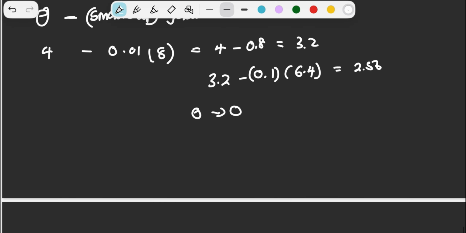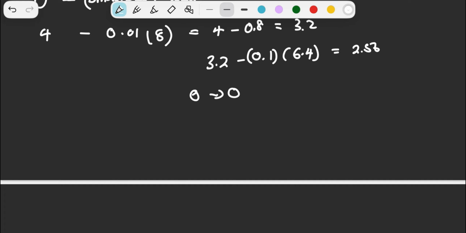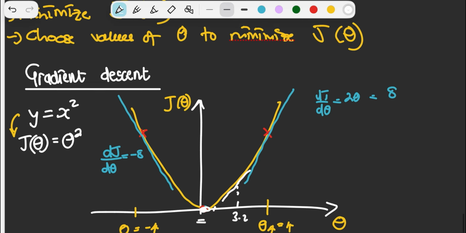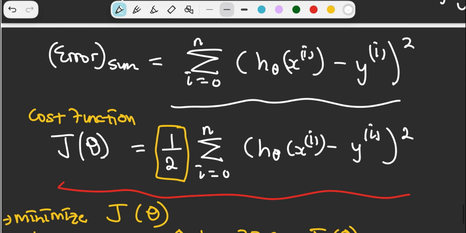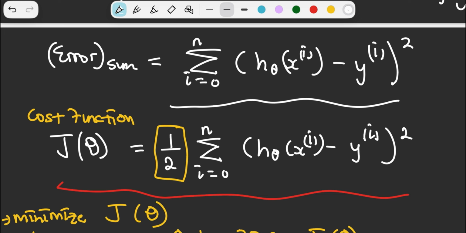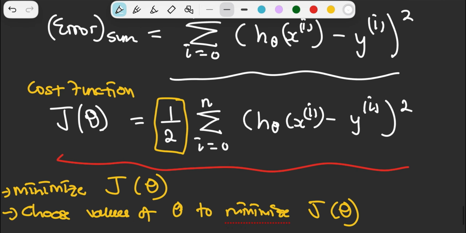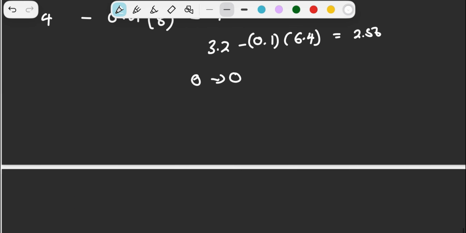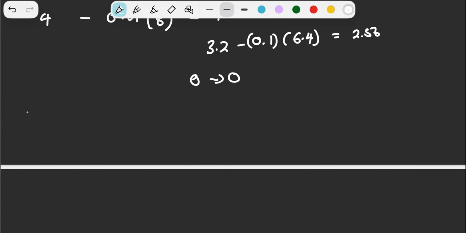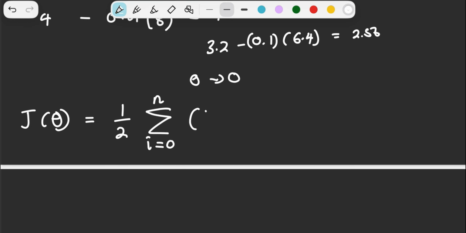Let's say that J of theta was something that we knew. In linear regression, we introduced J of theta, and we said it's called the cost function. We introduced it in the last video, so please do check it out. It is basically 1/2 (the half is just for show) times the sum from i equals 0 to n of (h theta of x^(i) minus y^(i)), all of that squared.